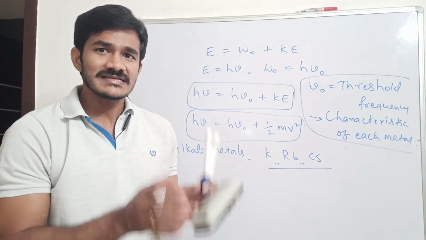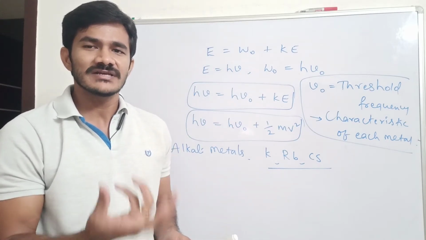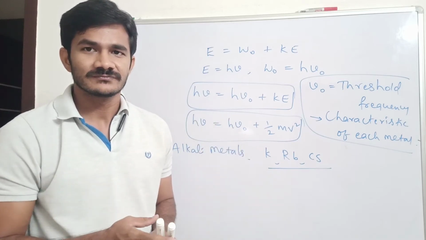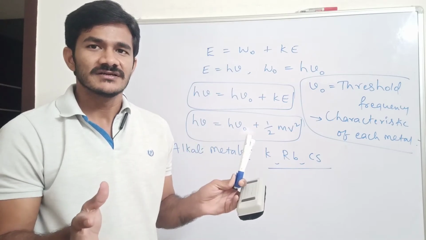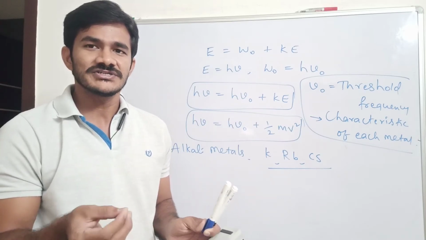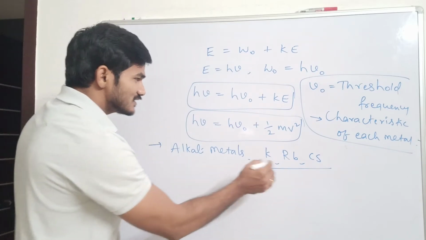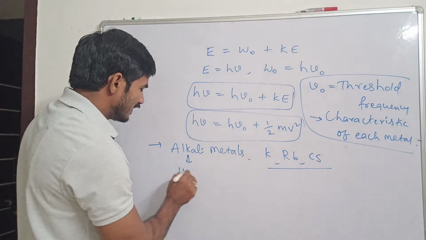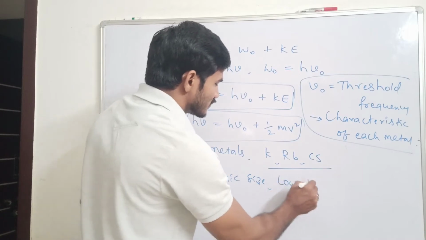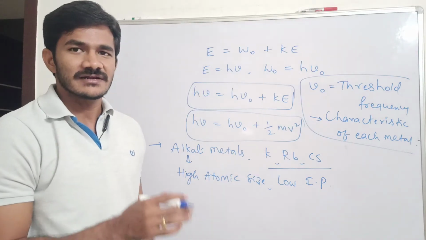So metals which have less attractive forces can lose electrons easily. Which type of metal can lose electrons easily? High atomic size. Higher atomic size, low ionization energy. When metals have high atomic size, the attractive forces from the nucleus to the outermost electron will be less, so the energy required is very little, and we can easily eject the electrons. So these alkali metals have high atomic size and low ionization potential.